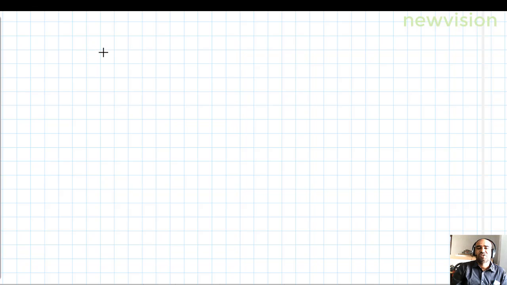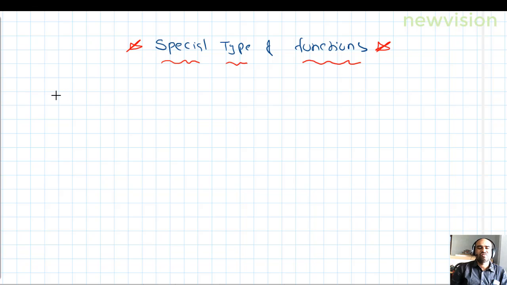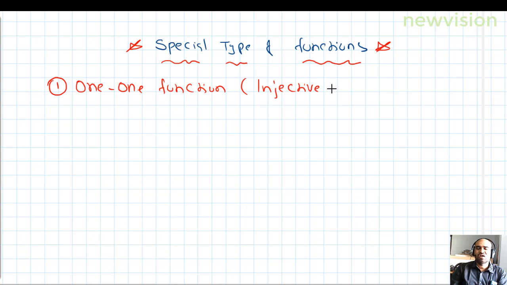Yeah, actually a special type of function. Special type of function is important, Nana. This is very, very important. First one is one-one function, or injective mapping, or sometimes injection, whatever it may be. One-one function, important.